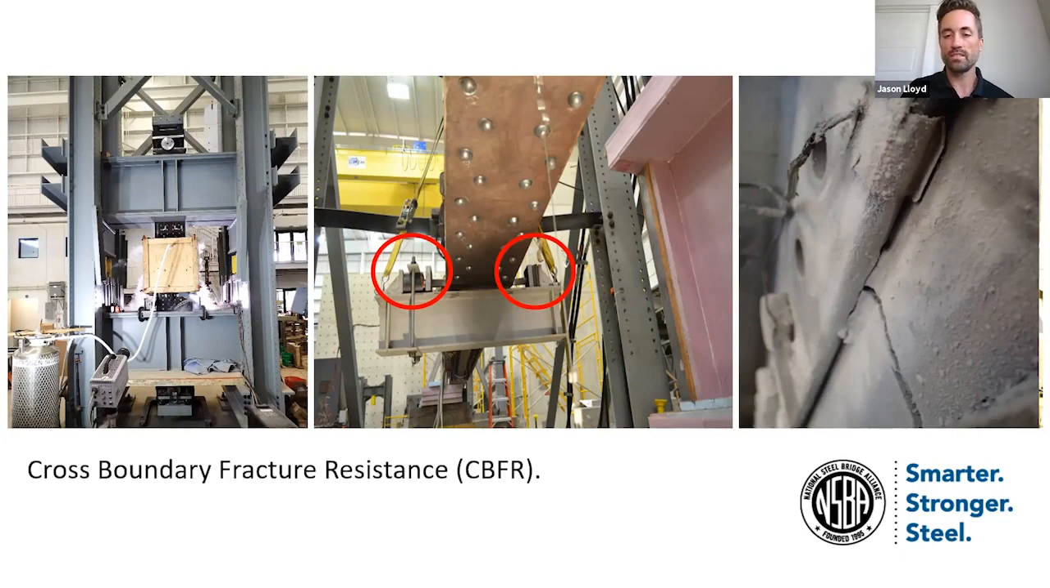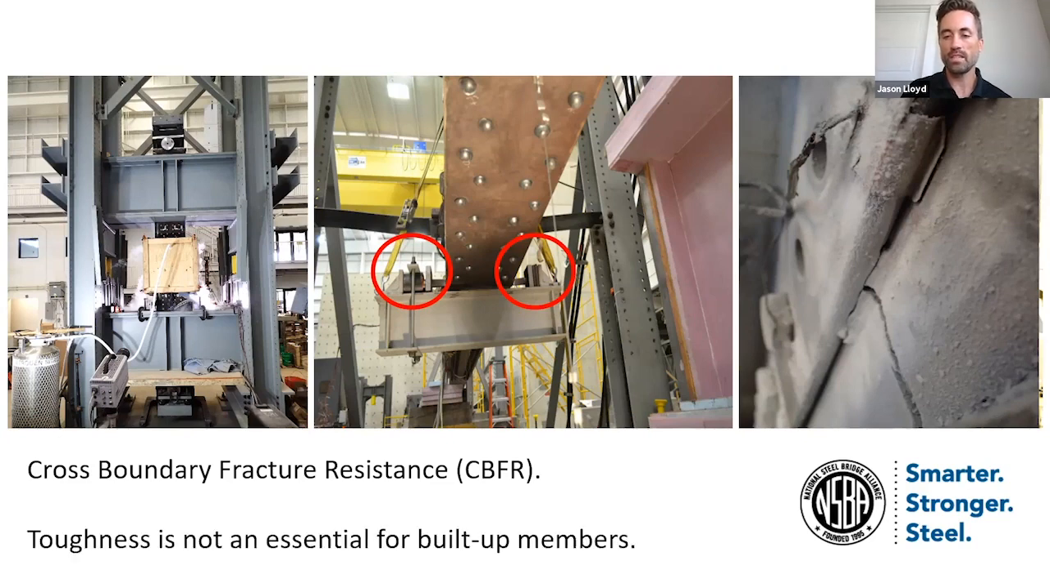Cross-boundary fracture resistance is what we call this inherent resistance to running fracture of built-up members. Another very important takeaway from these tests was that toughness is not an essential material property for built-up members to resist fracture. This means that we can equally apply these approaches to legacy structures.